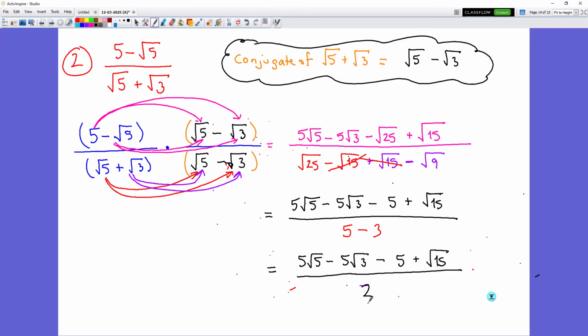Okay. And if you want to, you could separate all these, but I think usually we try not to do that when it's more than 2 terms. So we're just going to leave it just like this. So this will actually be the simplified answer for this problem.